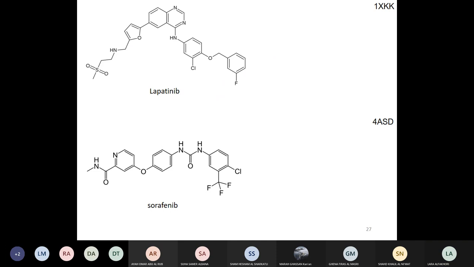What do you think? Type 1 or type 2? Type 2. What about sorafenib? Where is the ring in lapatinib that occupies the adenine binding site? Is it the furan or this ring in here? Yeah, it's this ring in here. This is the one that will bind in the adenine binding pocket. What about this one? That's the hydrophobic. This will occupy the hydrophobic pocket. And the rest of the structure can reach to the allosteric site.